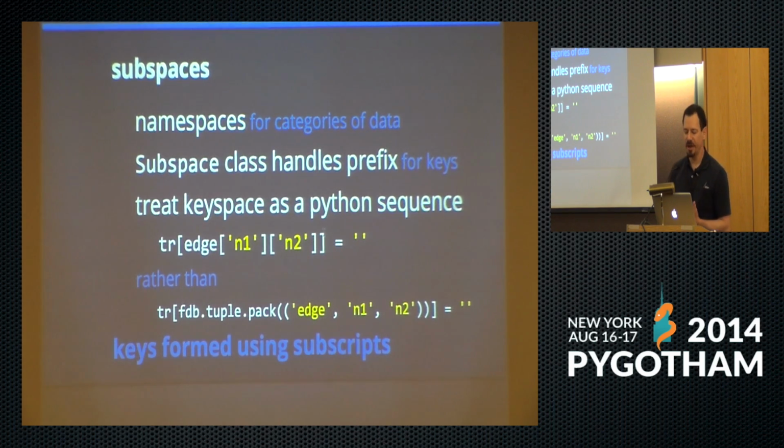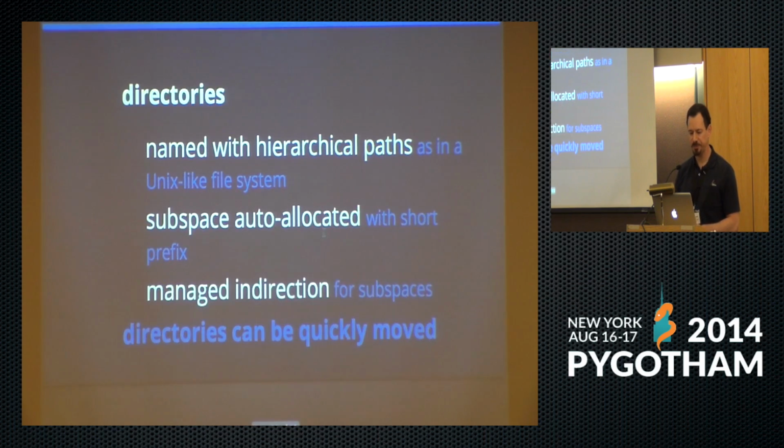Subspaces are kind of namespacing for different categories of data. And there's a subspace class that has you give it a prefix, and it lets you structure data that way. So the subspace is basically a Python sequence that you can use subscripting syntax with. So this would be an equivalent write to the one we saw earlier, with a little bit smoother syntax.